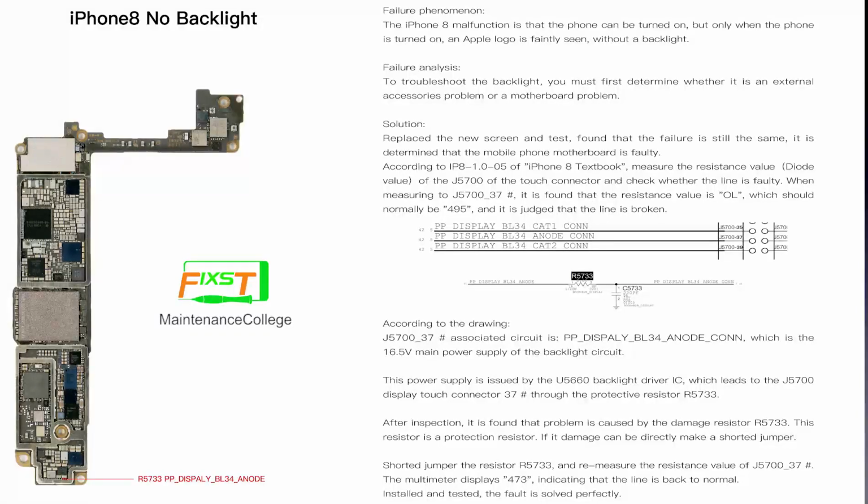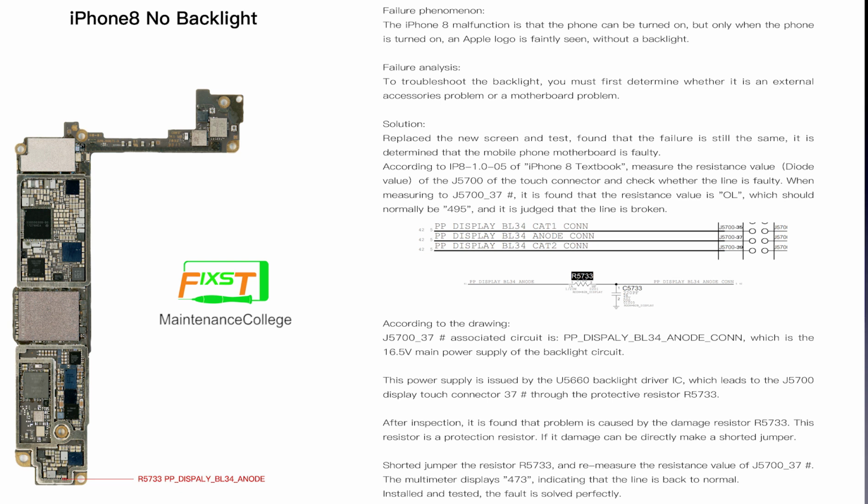Okay, now we share a case with you guys so you can understand it more easily. This is a problem we found when repairing an iPhone 8. The phone can turn on, and when it turns on, an Apple logo comes out, but not very clearly. This is without a backlight.